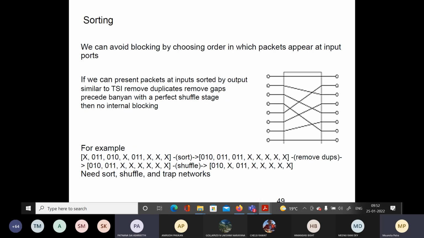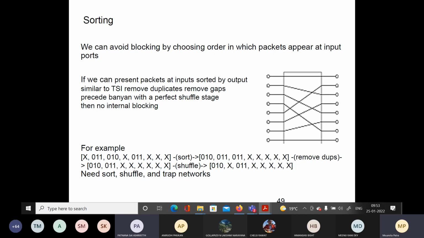So one of the methods that we had studied while seeing how we can avoid blocking, there was one more method, that was sorting and merging. Now what we are trying to do here is sort the input. We are basically changing the order in which the packets appear at the input port. How are we changing the order? We are changing the order by sorting it as per the output port.